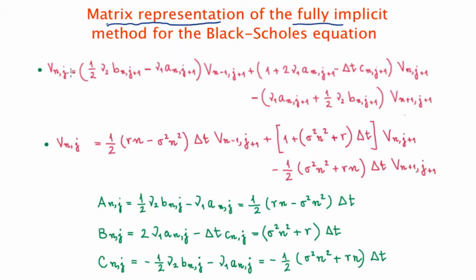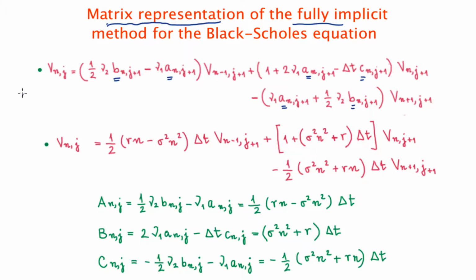This is the one. Or we can also write the same one in this way. Basically, what I've done here is substitute these A, B, C functions that appear here, taking the ones that come from the Black-Scholes equation. In this case, sigma, which is the volatility, and the interest rate are independent of time. So these coefficients are going to be independent of the j index.